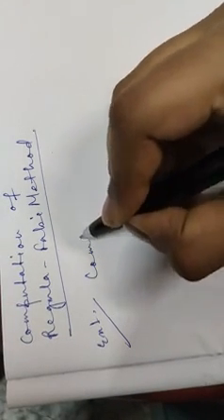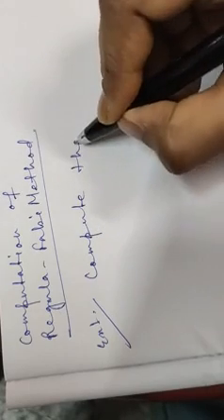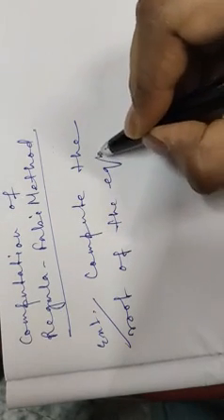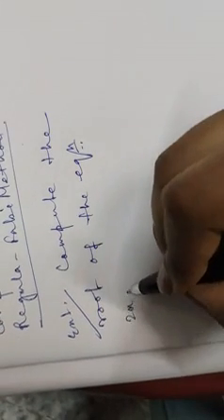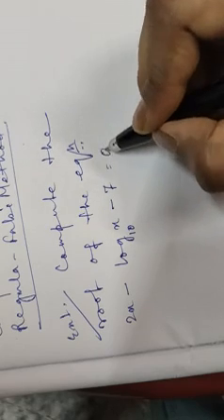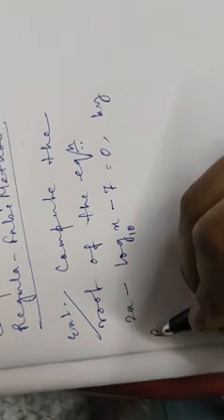The computational scheme of the regula falsi method, and how to use that method to get the root of a transcendental equation. So the example is: compute the root of the equation 2x minus log x minus 7 equals 0 by the regula falsi method.